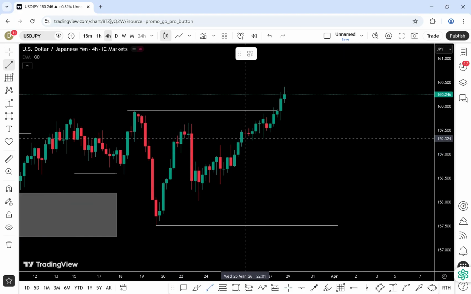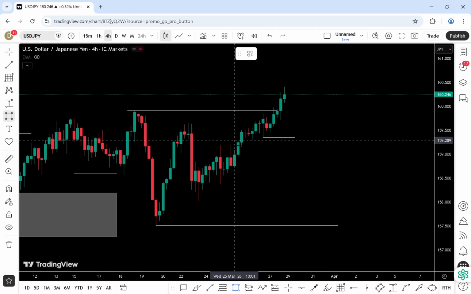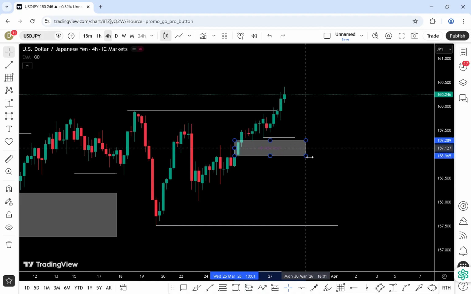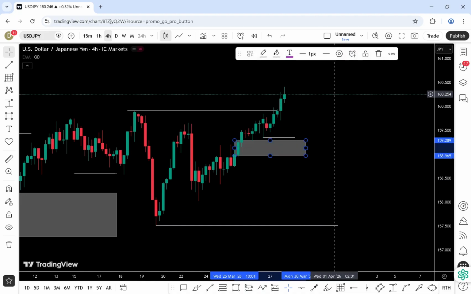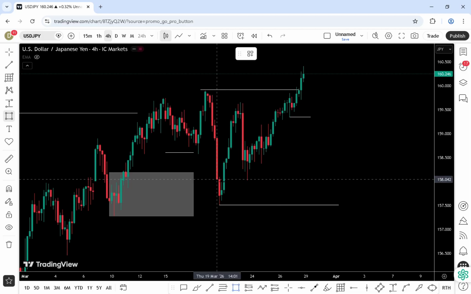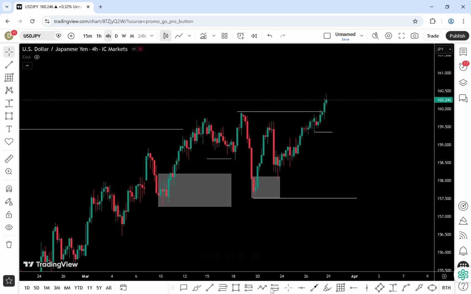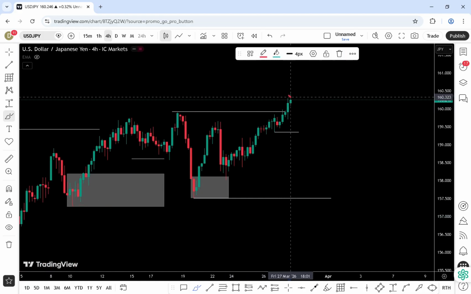So all you need to do is to look for your valid pullback, which is here. Then look for your what? Look for your POIs. I think this other block serves as a POI, but it looks mitigated, so we can't use it. So now we don't have POIs here. At the extreme too, it has been mitigated. No POIs here.